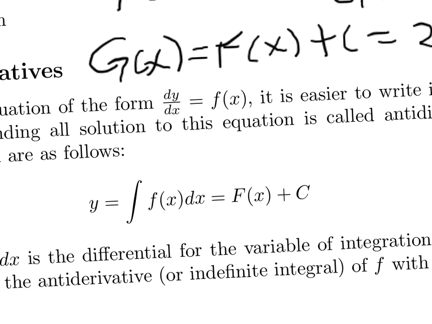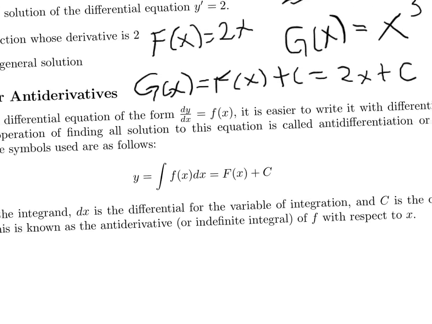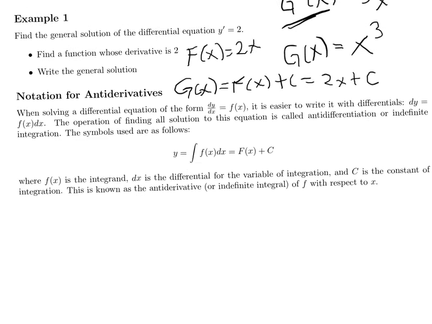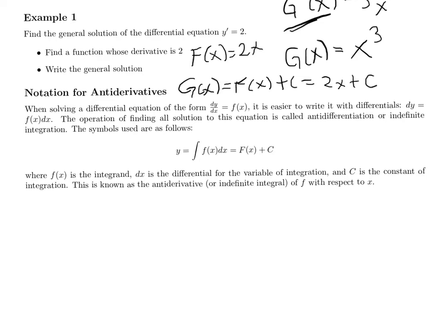That's a typo. No, wait, I'm sorry. Is it a typo? No, it's not. Okay, sorry. Little f is our derivative, for which the antiderivative is big F.